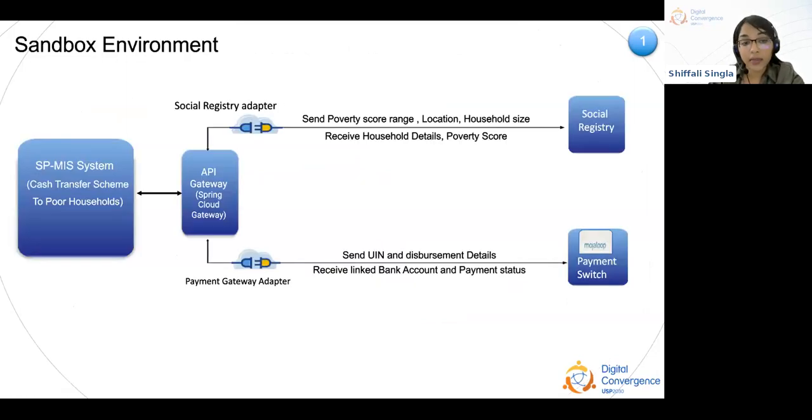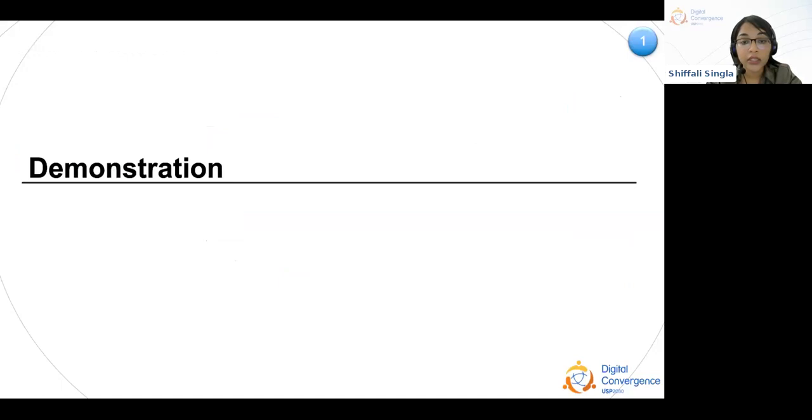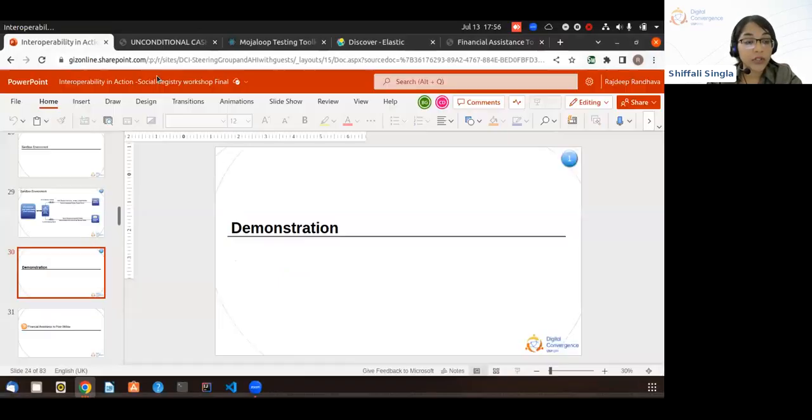So the demonstration environment has been set up in the DCI sandbox environment, incorporating the multiple systems that correspond to the social protection programs, social registry, and the payment system. These systems seamlessly interact with each other using the APIs and the data standards, ensuring smooth communication based on the predefined parameters. So in this demonstration, we have integrated social protection program, social registry, and the payment system to showcase the interoperability. So yeah, let's move to the demonstration.